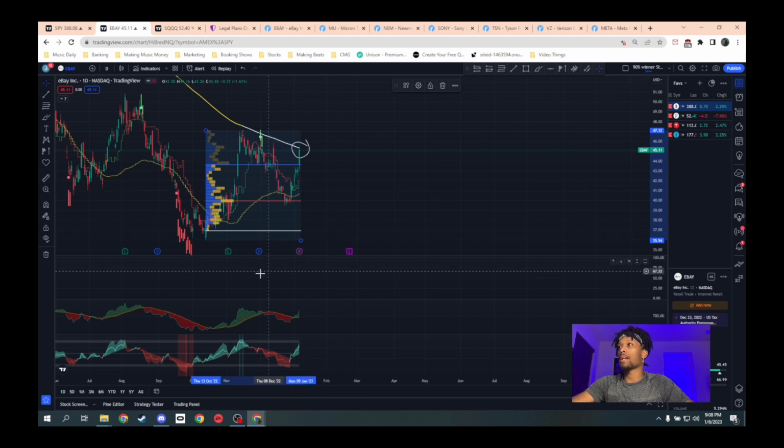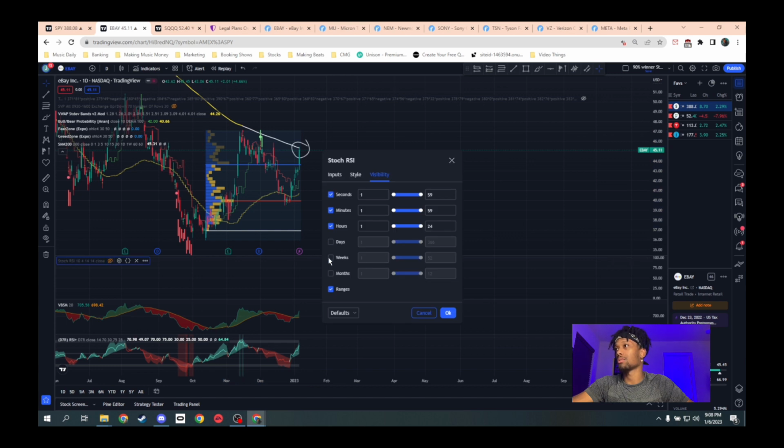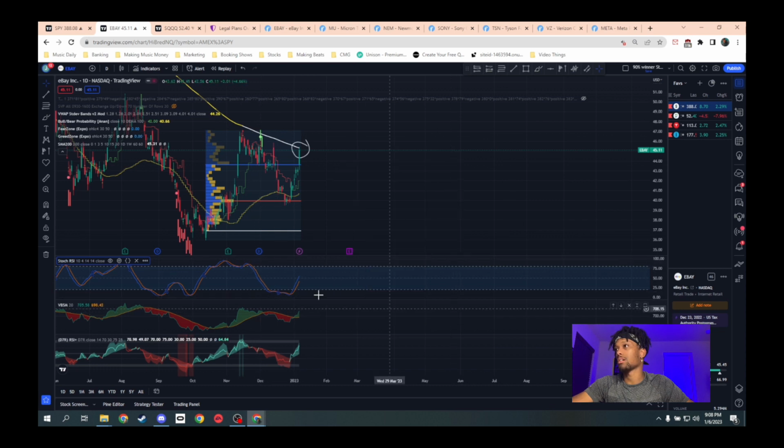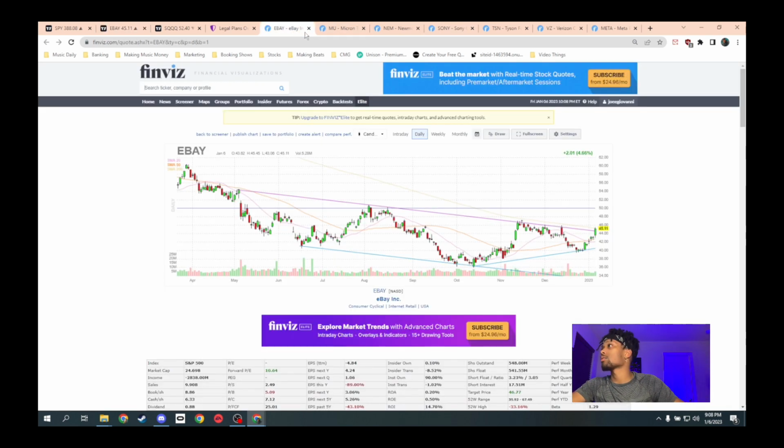So I don't use my RSI, my stochastic on this, just because stochastic RSI is just, I don't like it on the day chart. I'll show you why. It's just not for me on a day chart, honestly. But if you want to, that's fine. I'll just leave it up so y'all can see it. I just don't like it for the day chart. But okay, eBay is a great play.